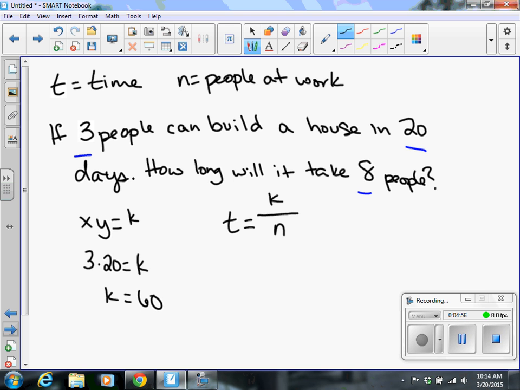So now that I've worked with the 3 and the 20, I can now work with the 8. So t equals 60 over 8. So when I plug that in, I get 7.5 days.